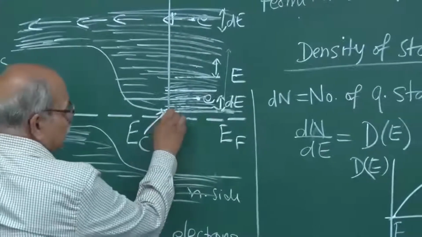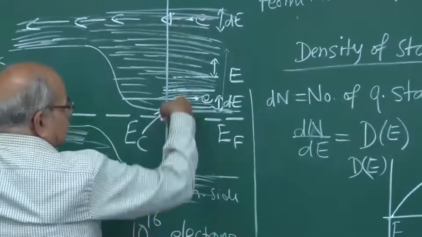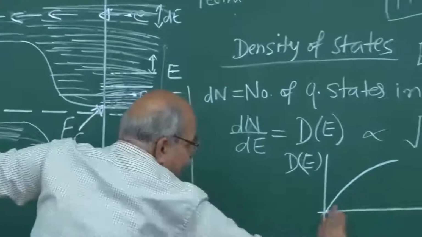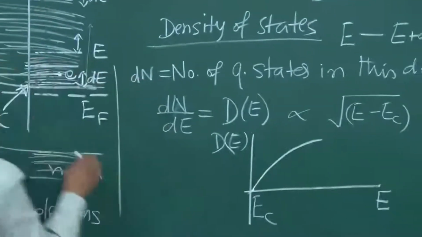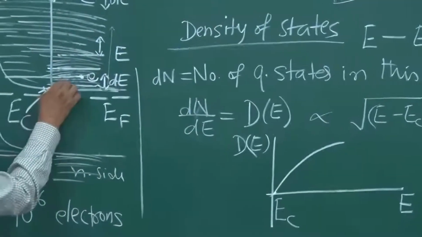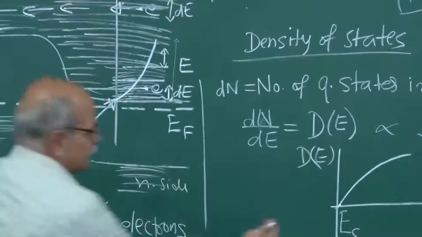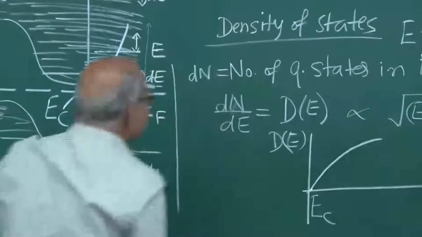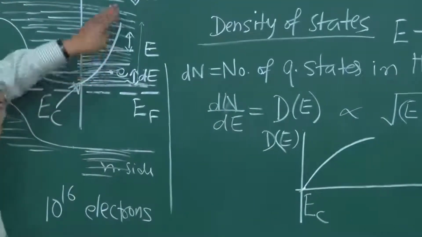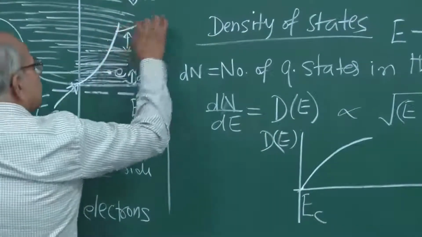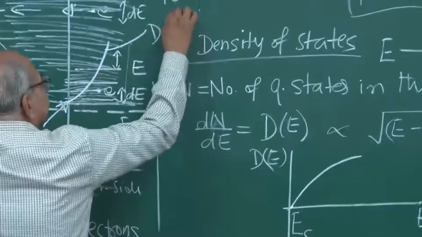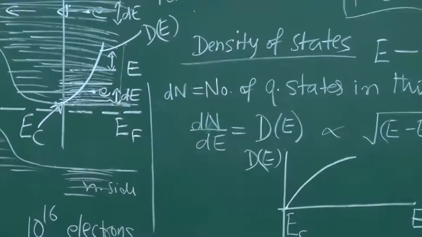Here is 0, and then it will see here how it is going. The slope is going down, down, down. So here it will be like this. As I am increasing the energy, it is bending like this. So here I am increasing the energy and it is bending like this. So this will be your DE, density of states.